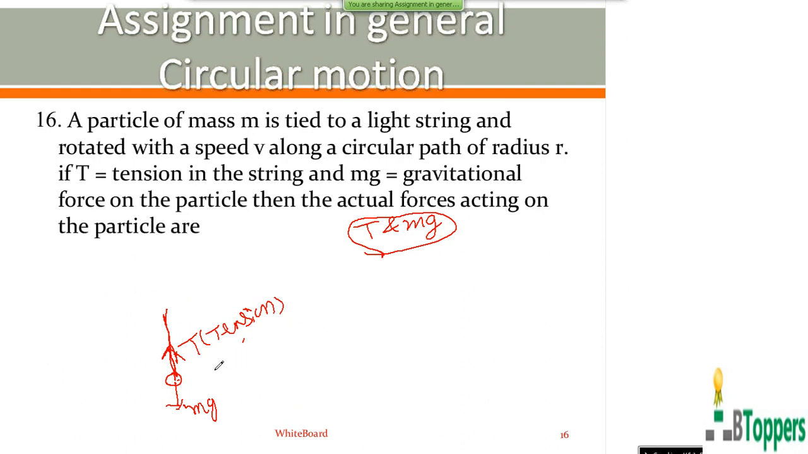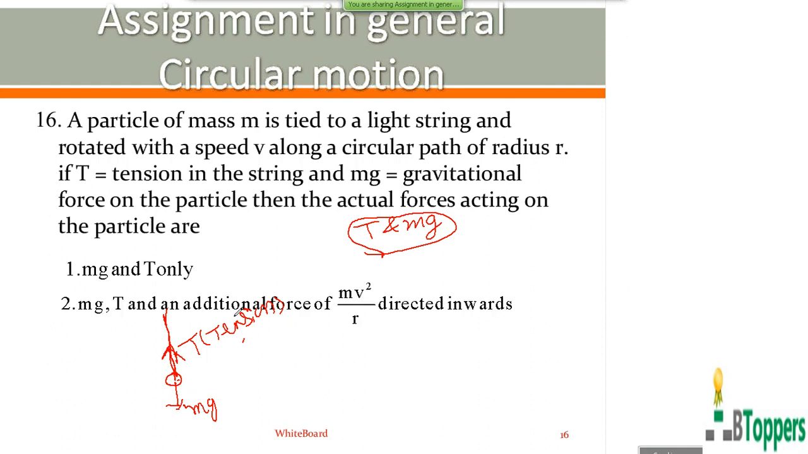The centripetal force of the particle is equal to the component of the resultant force which acts along the radius of circular path and towards center of circular path. So if you look at the options, first option is the correct answer, mg and T only. But if you read the second option, mg, T and additional force mv square by r, directly inverse. So mv square by r gives you the magnitude of centripetal force, which does not represent one of the external forces acting on the body.